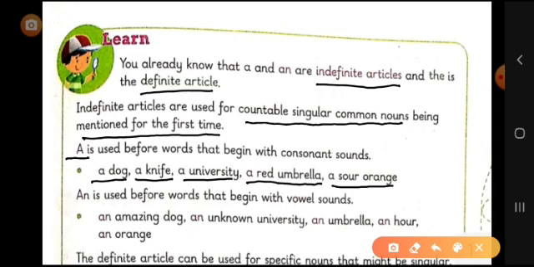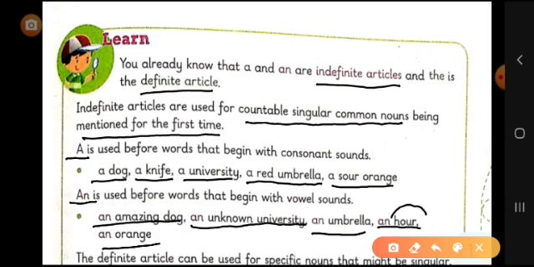Next, you can see that the article an is used before a vowel sound word. Now let's study the examples. An amazing dog, an unknown university, an umbrella, an R, an orange. Now look at the word R. It begins with a consonant H, but it sounds like a vowel when pronounced. That is why an is used before the word R.